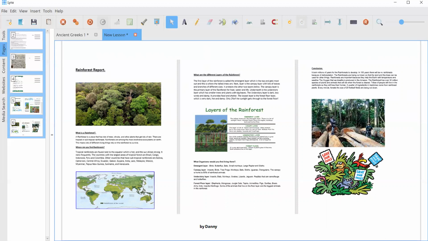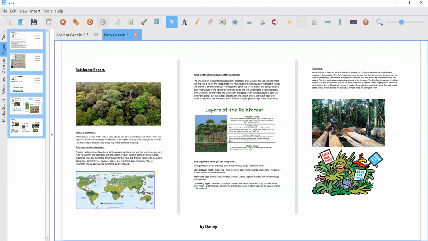The different layers you're starting to talk about in the next paragraph: emergent, canopy, the understory, and you've got the forest floor. Only 2%, and there's another fact: only 2% of the sunlight gets through to the forest floor. Don't forget, when we use the internet, we have to try and check those facts. But that is an amazing fact, Danny. Thank you very much. And underneath, you've included a handy list of the kinds of organisms that you might find at each layer. Very, very good research.